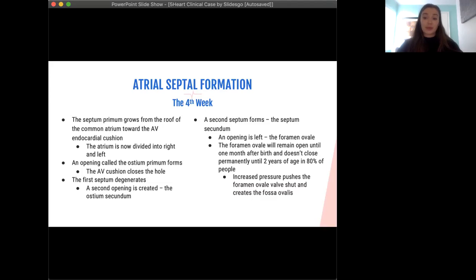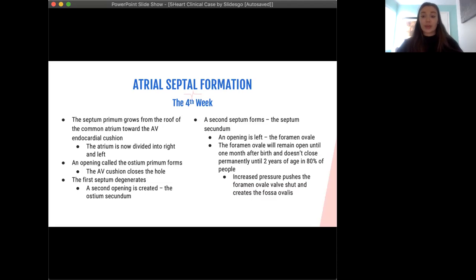Once the septum primum makes contact with the endocardial cushions, so once it physically touches the cushions, it will begin to degenerate. The first septum will begin to degenerate and the ostium secundum is formed. So the second septum, or the septum secundum, forms, but a hole is still present, which is called the oval foramen or the foramen ovale, which is what we know commonly and is what's present even after birth.